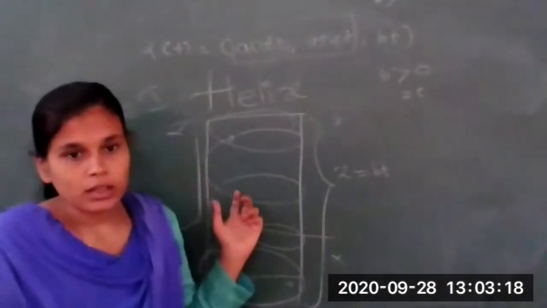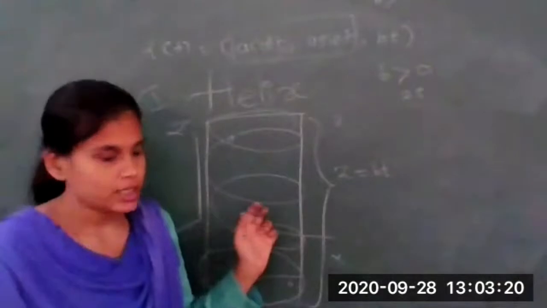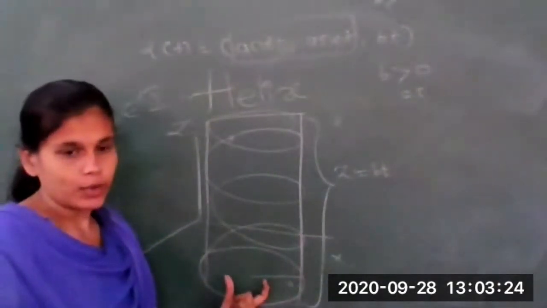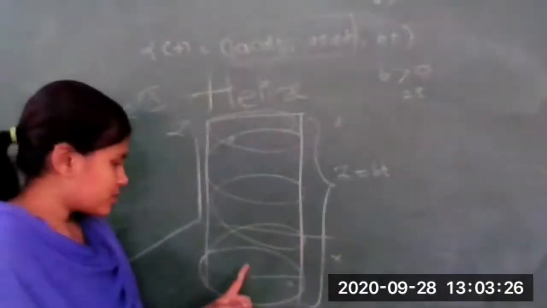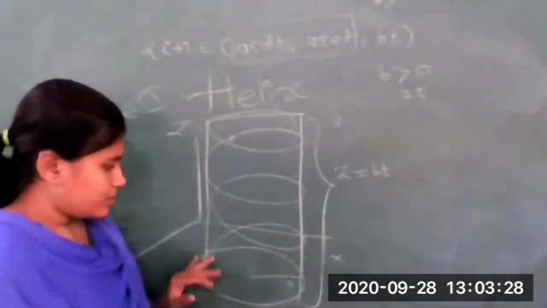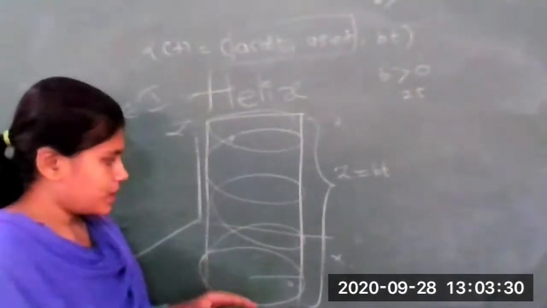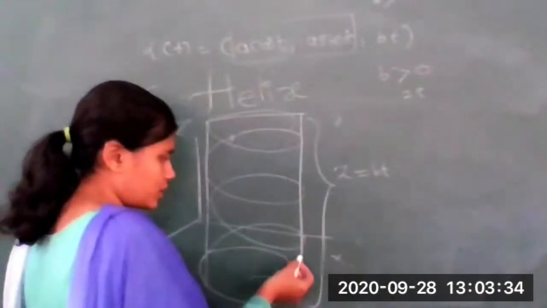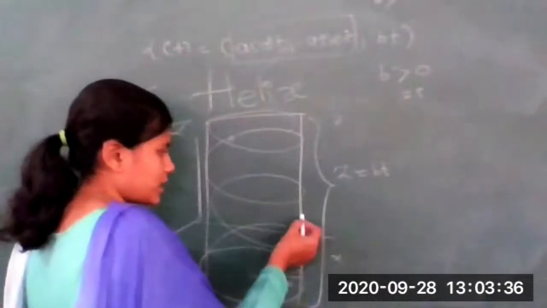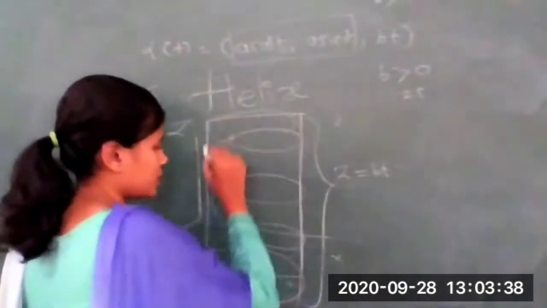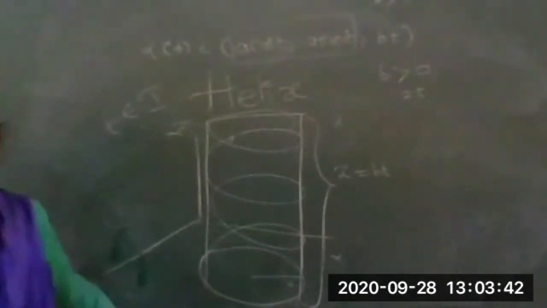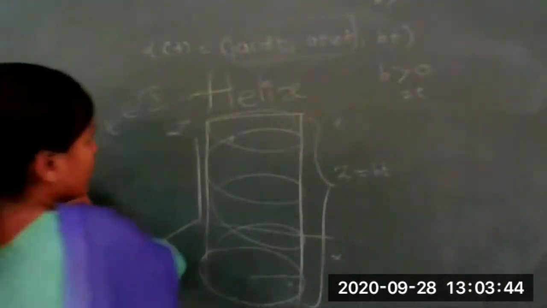I will share the animation of this helix with you, showing how it is generated. That means from the starting point, if we have a circle in the xy plane and the z coordinate b t increases, it will keep rising, and finally it will reach some position and we will get an image like this. So, this is the equation of a helix.